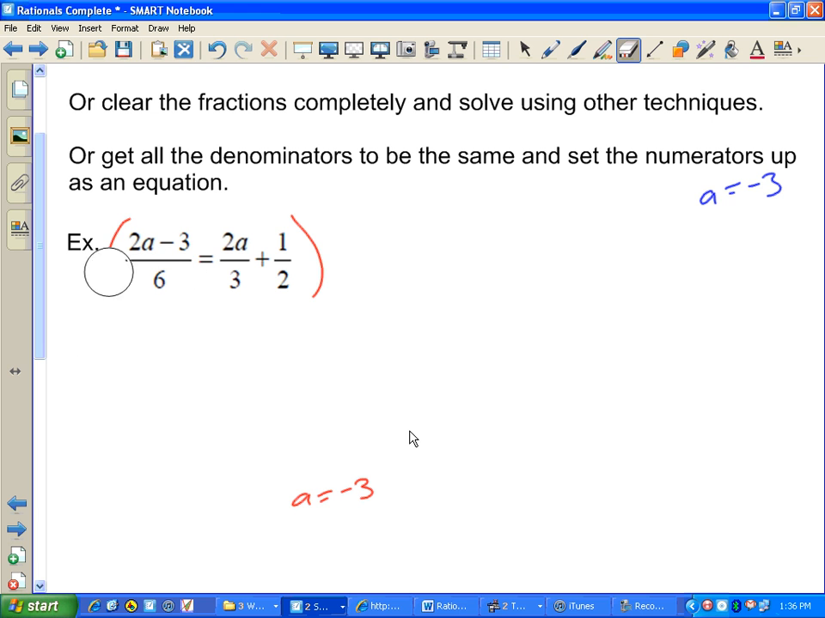So let's do our last method here. That's clearing the fractions out. It's two of the same answers we got. Let's get all the denominators to be the same, and then just set the numerators up as an equation.